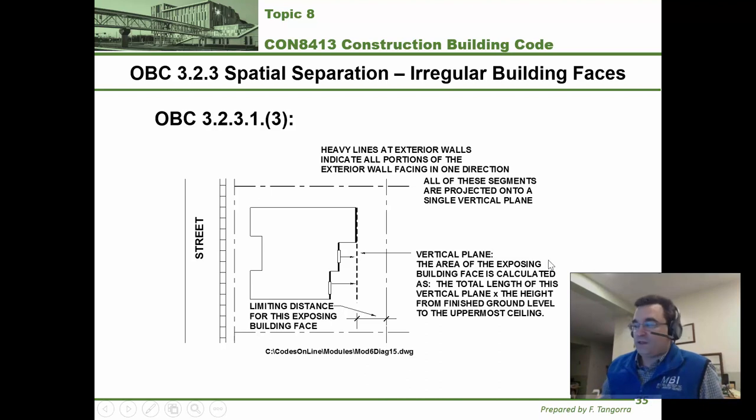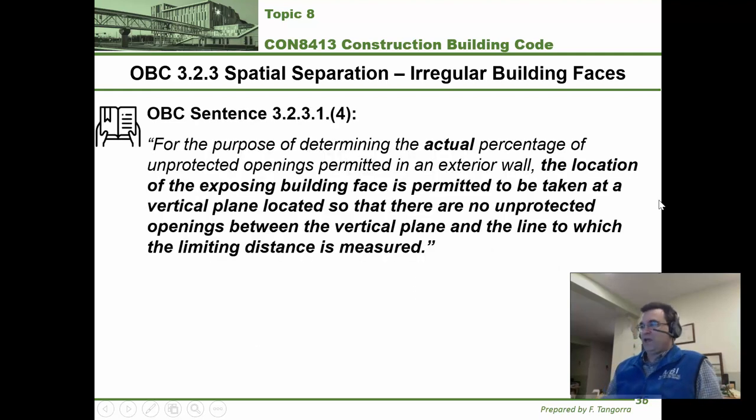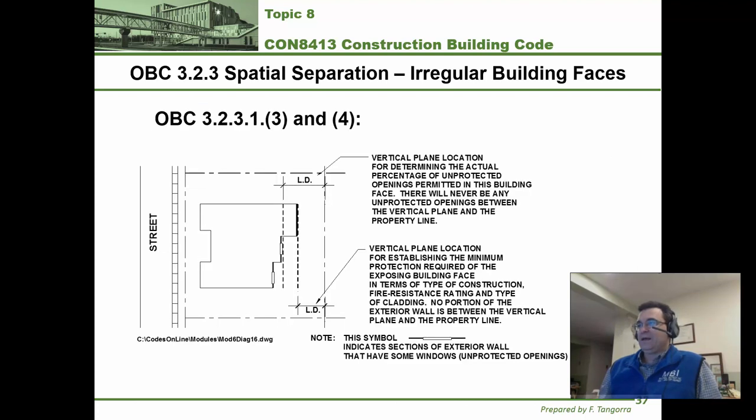If you know ahead of time that there are going to be unprotected openings along a specific face, okay? And that's what this portion of the building code says. It says that you can move back that limiting distance, and that's only if you know that there's going to be an unprotected opening somewhere. You can actually move back that limiting distance to that nearest face, okay? But you need to calculate both, okay? Because you always have to find what you're being asked for, okay? But the building code allows you to do that under here. Make sure you go read when and how that can be used, okay?